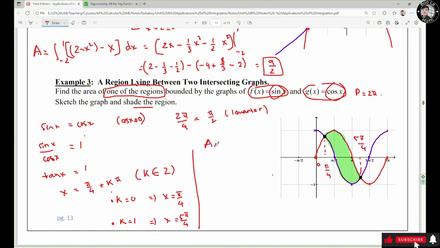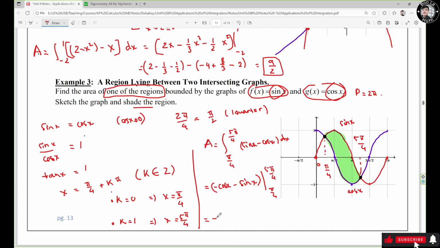The area of this region is the integral over the interval from pi over 4 to 5 pi over 4 of the upper one subtract the lower one. The upper one is the sine function. The lower one is the cosine function. So it's the integral of sine s subtract cosine s ds. Now, the antiderivative of sine s is negative cosine s, and the antiderivative of cosine s is sine s, so it's minus sine s. Evaluate from pi over 4 to 5 pi over 4.